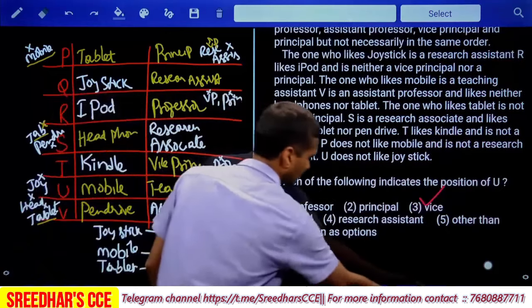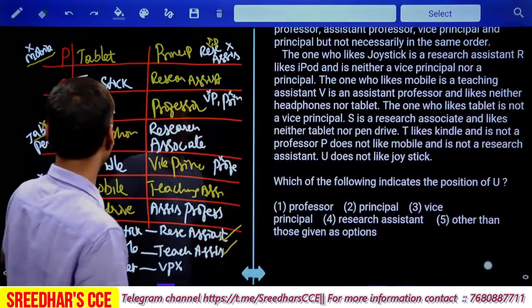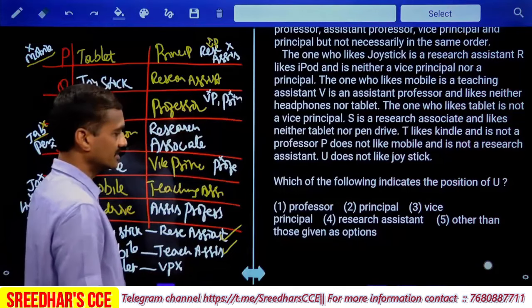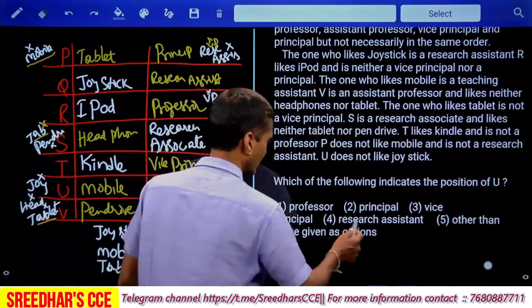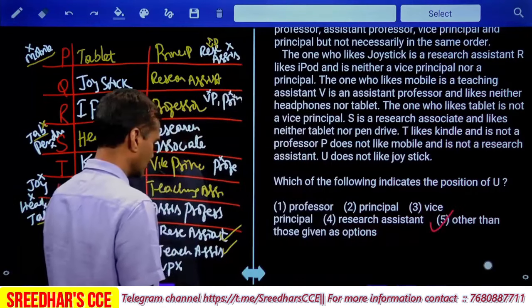Then coming to question number 12. And which of the following indicates the position of U? U's position is teaching assistant. Teaching assistant, and it is given in which choice? Teaching assistant is nowhere given in the options, so that is choice 5, question number 12.